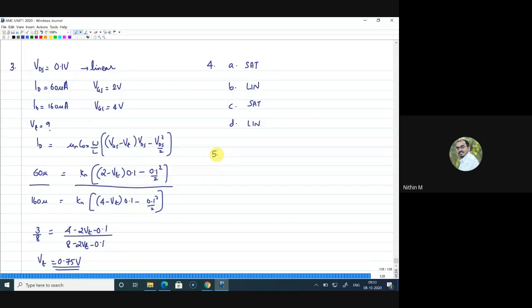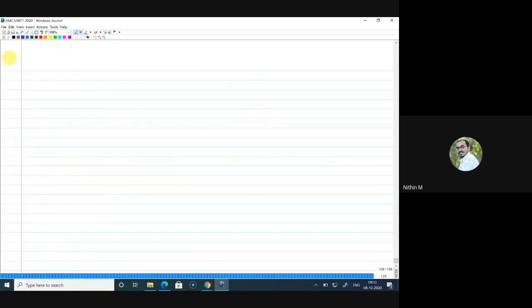Now, can we quickly look at question number 5? The circuit is given. You are asked to find the minimum allowable VDD so that the transistor must not enter into triode region. Let me go to next page. So the circuit given is this. In between, if any of you have doubts, please ask. I can clarify. This is 1.2 volts. This is 3.3 volts. This is 500 ohms. Given that W by L is equal to 50.